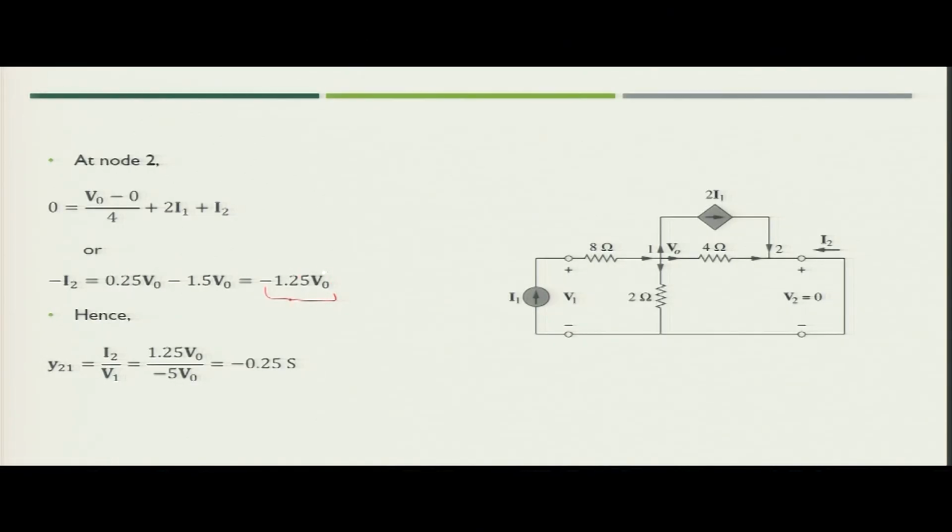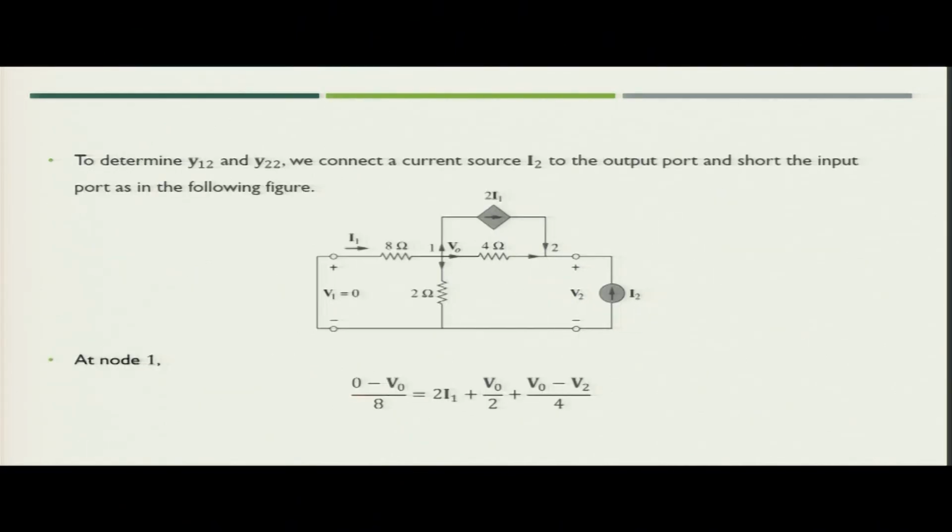Now, you have I 2 in terms of V naught, and V 1 you also know as calculated in terms of V naught. You take the ratio of I 2 by V 1, and you will get the value of Y 21, that is minus 0.25 Siemens. So, you got Y 11 and Y 21 from this circuit. Now, the next task is that we will add I 2 as a current source at the output port and short circuit the input port. When we do that, we will again get the values of the remaining Y parameters, that is Y 12 and Y 22.